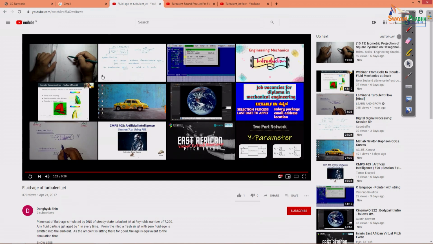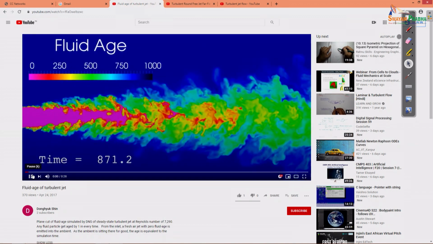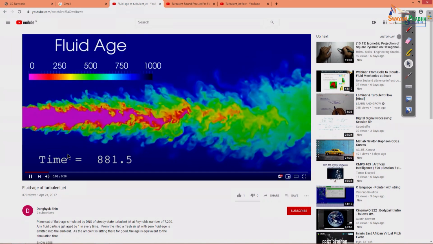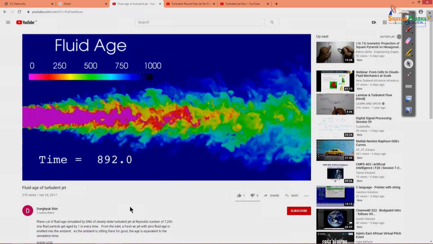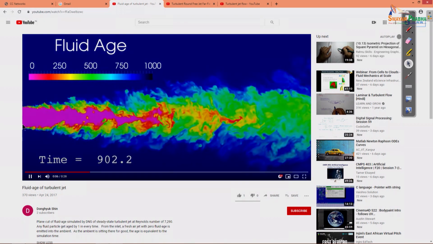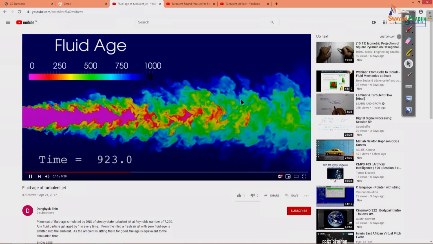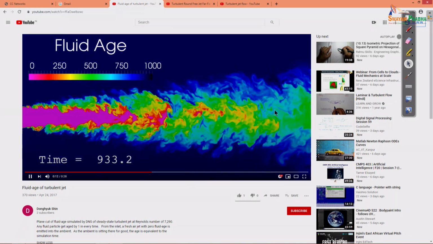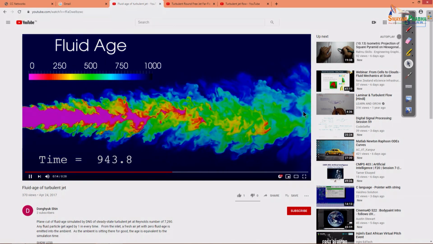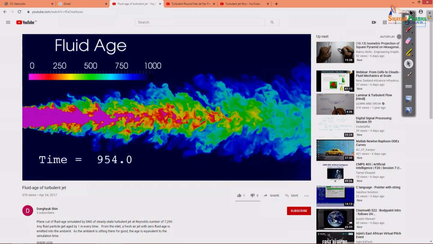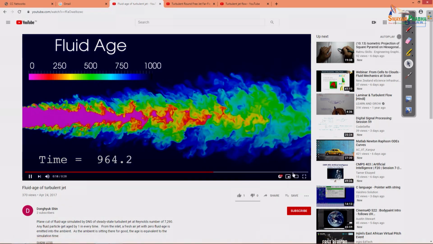Now, this was the core of the jet. This was right next to where the fluid is being discharged. Now if I look at this, what if I go really farther down? If I go farther down, then what happens?